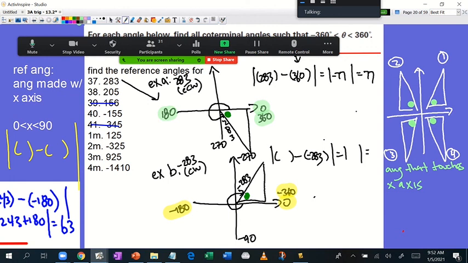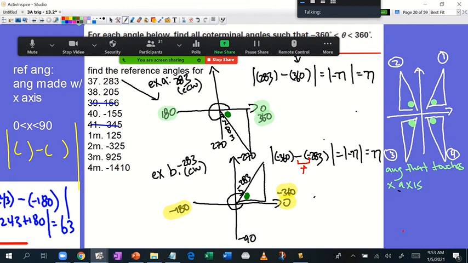Now, which yellow highlight does negative 283 come closest to? 0, negative 180, or negative 360? The answer is that it comes closest to negative 360. So this is the first time where you have a double negative. This becomes a positive, and if you put negative 360 plus 283 in your calculator, you will get negative 77. And remember, any negative inside the absolute value becomes a positive. So there you go.